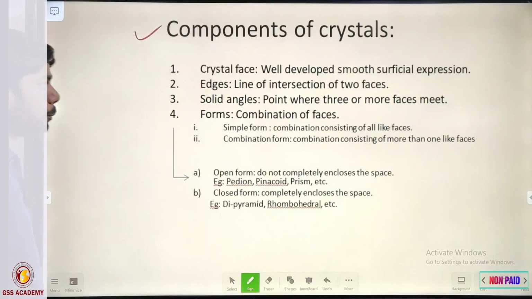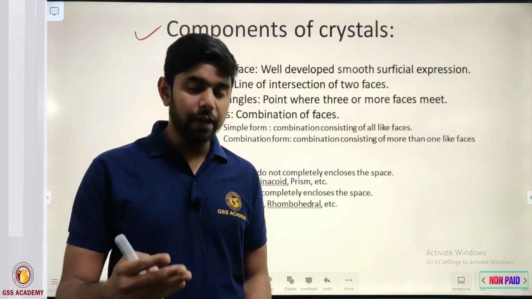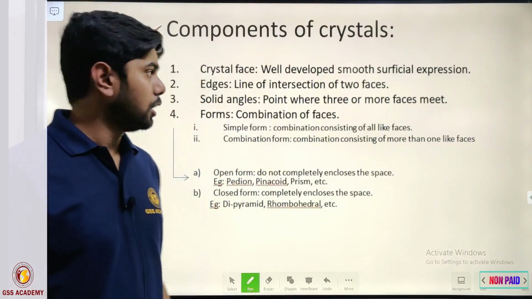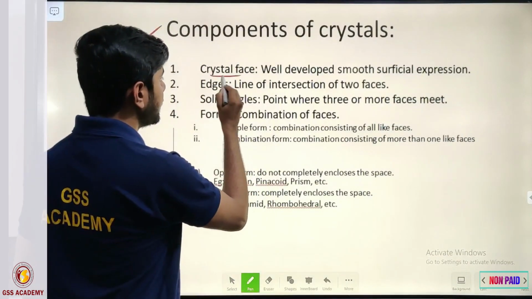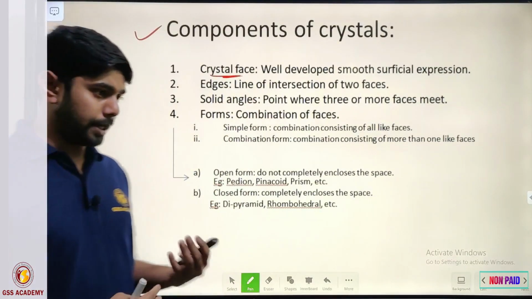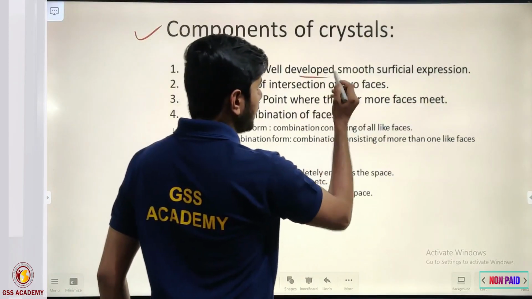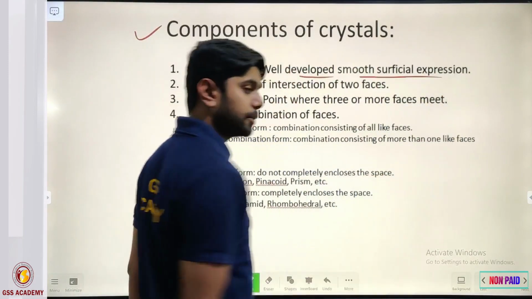The first component is the crystal face. If we have a plane or a surface, how can we name it a crystal face? What is the requirement for a particular plane or surface to become a crystal face? It should be well developed, and a smooth superficial expression should be there.